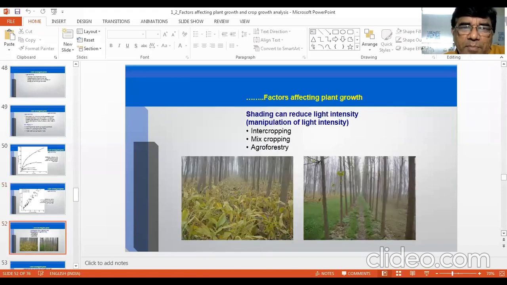Now, can we manipulate it? Yes, we can grow certain crops under shaded conditions, under agroforestry systems, and we can reduce the light intensity. Some people use nets. Nets are used for stopping or controlling the light, for managing the light.